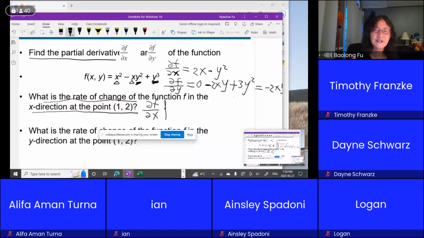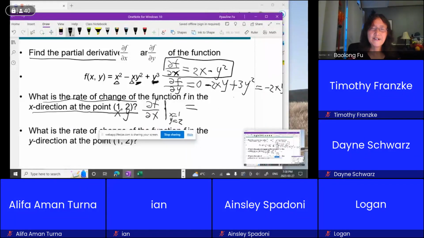When x equals 1, y equals 2. This is x is 1, y is 2. So plug into this expression when x is 1, y is 2. So 2 times 1 minus 2 squared. So this is the rate of change. Questions?